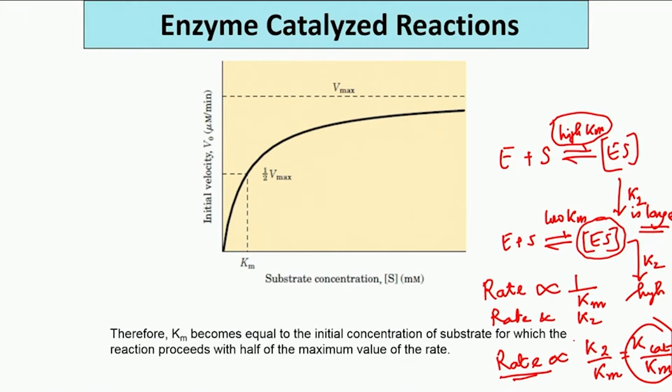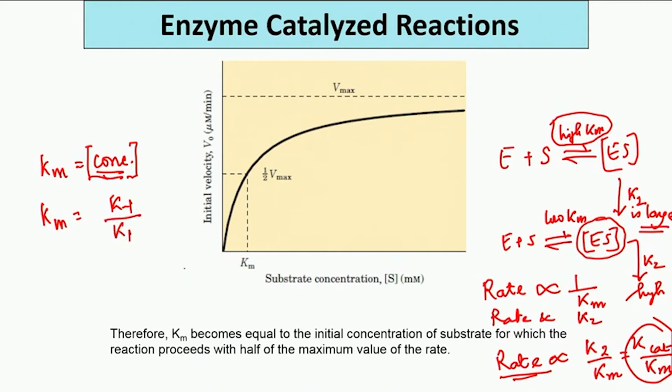Now, Km, again I remind you, has another way of defining: it is the concentration needed to reach half of Vmax, the maximum value we can get. The concentration needed to get half of Vmax is called the Km. So, I remind you, because it is a concentration, Km has a unit of concentration. It is a concentration unit. It is also the ratio of two rate constants.